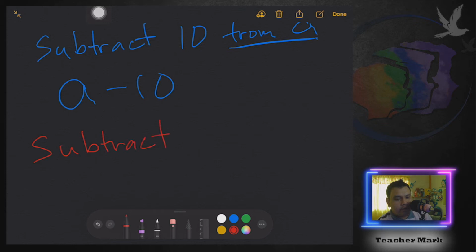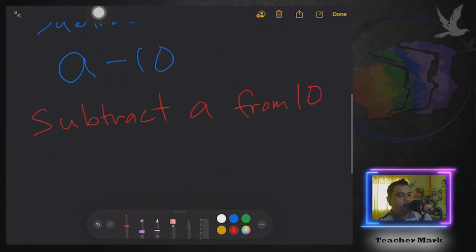If you're going to interchange the terms, let's try to interchange them. Subtract A from 10. So don't think that you will still have the same answer here, because obviously, rewriting this, subtract A from 10 means that 10 is already there, and all you have to do now is to subtract A from it. As simple as that.